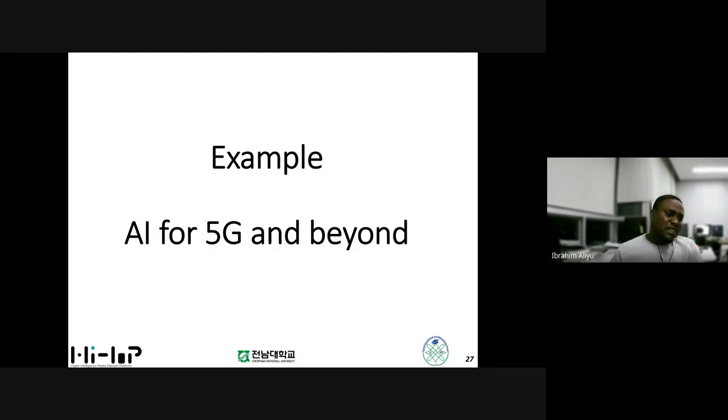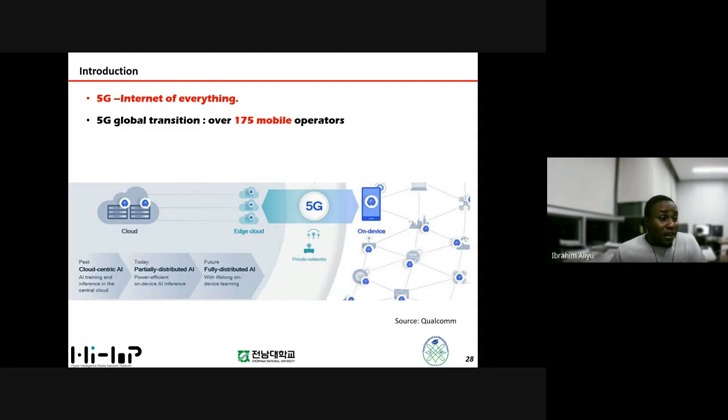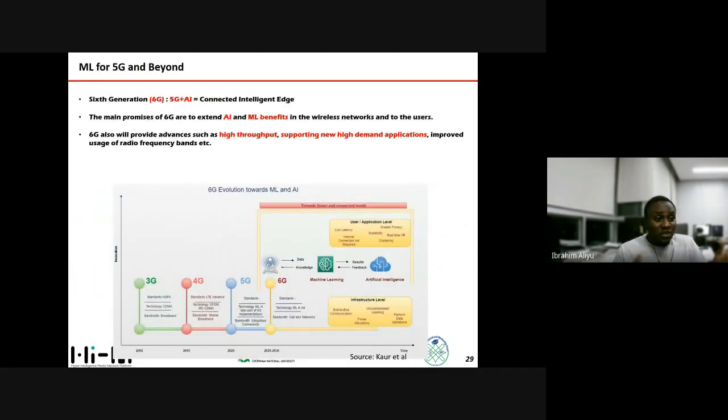In this, I want to explain a little bit of AI for 5G and beyond. Look at 5G, we say Internet of Everything, and over 75 million mobile operators have adopted 5G. Then we are moving to 6G. What 6G basically entails is 5G plus AI. That is, focusing on how we extend the benefits of AI and ML in wireless networks. This is what 6G is all about now. It's about improving throughput and so on.